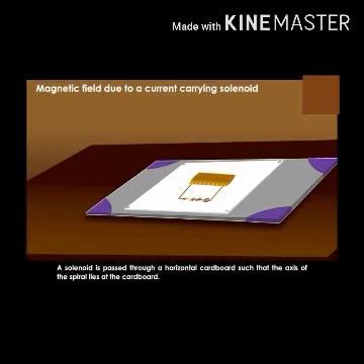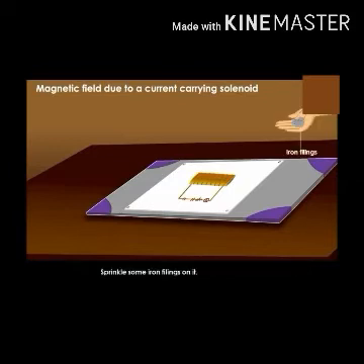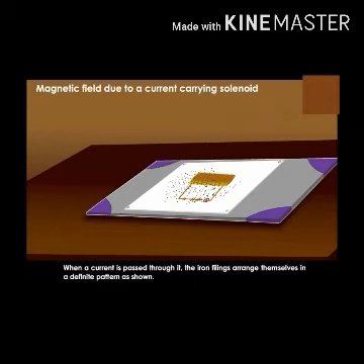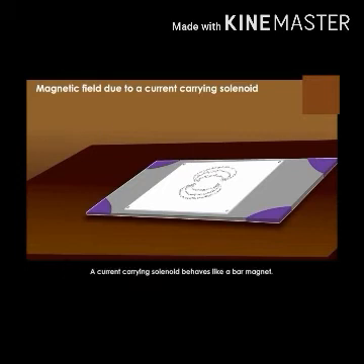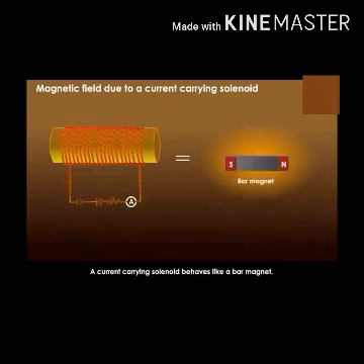Imagine a solenoid passed through a horizontal cardboard such that the axis of the spiral lies on the cardboard. Sprinkle some iron filings on it. When a current is passed through it, the iron filings arrange themselves in a definite pattern as shown. A current carrying solenoid behaves like a bar magnet.